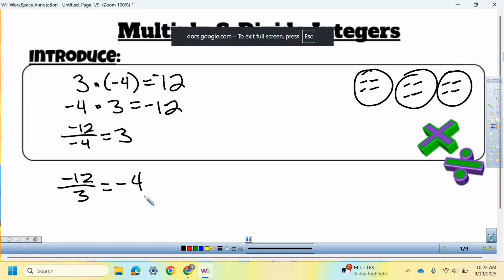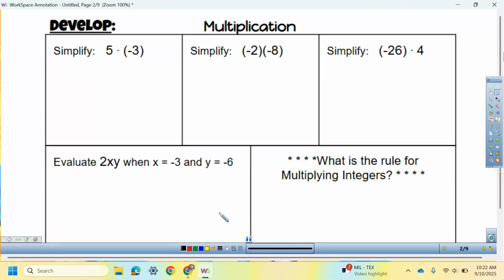Based on these fact families, this is why we get the rules that we get. So I'm going to show you a couple sample problems, and then we'll start writing down what that rule is. First one, 5 times -3. If I have 5 groups of -3, that's -3 plus -3 plus -3 plus -3 plus -3. This should get me to an answer of -15.